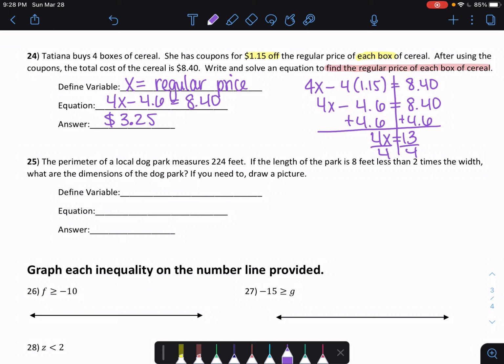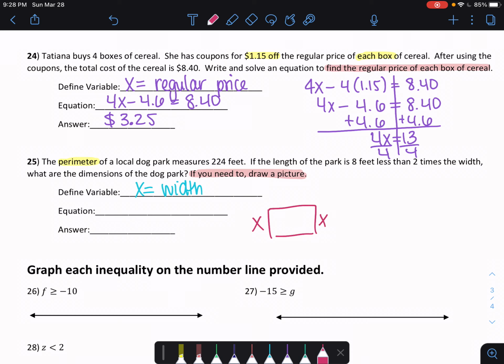Number 25 says the perimeter of a local dog park measures 224 feet. So we're looking at the perimeter of 224 feet. If the length of the park is 8 feet less than 2 times the width, what are the dimensions of the park? So I'm going to make x the width. And in the directions, it says if you need to, draw a picture. So I'm actually going to draw a picture of this. So here is my dog park, and I know that the width is x.